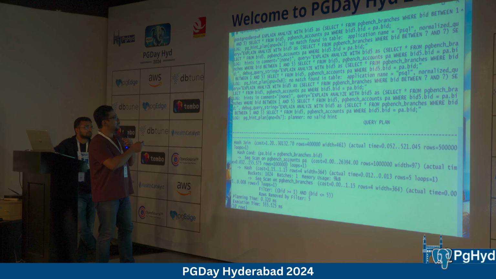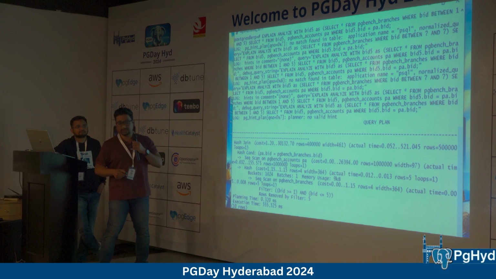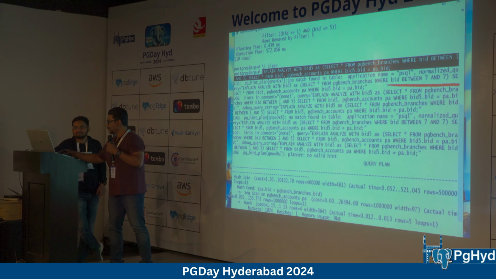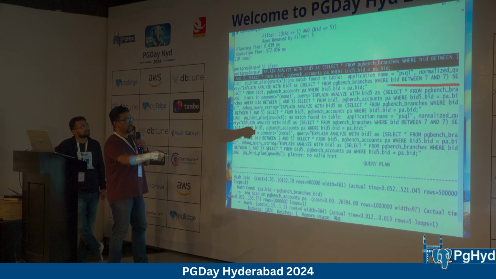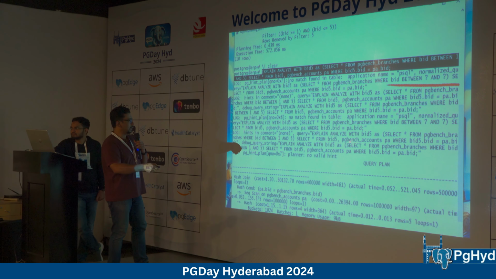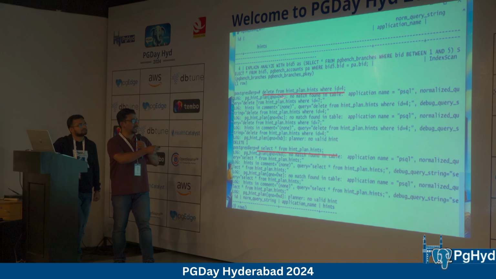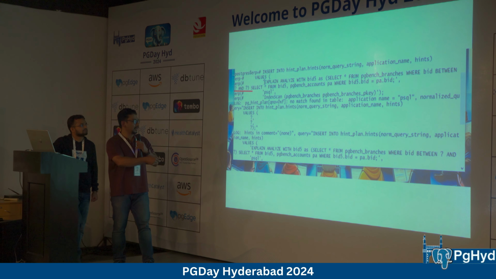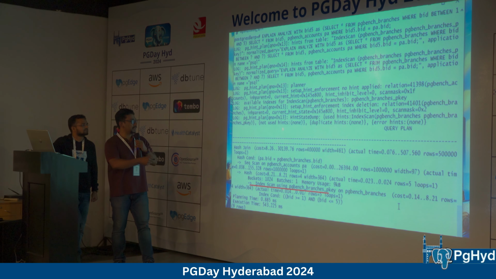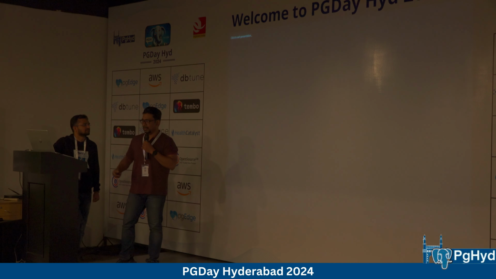After we enable this debug, you see there are a lot of messages being displayed. You see here, this is a question mark. It is saying that it expected this, but it found something else, so that is why there is no valid hint. So then I just delete this, and then I insert the correct hint, and after I inserted the correct hint with the normalized query, it is using the right index.